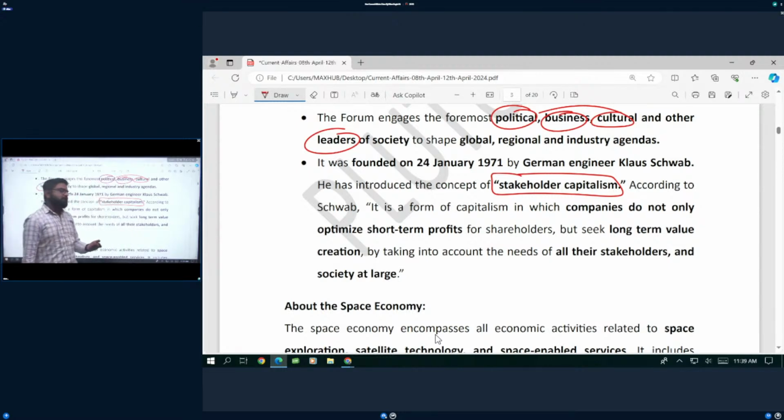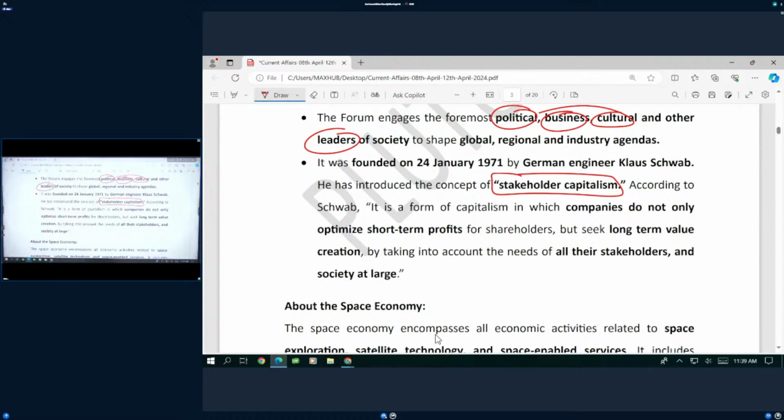देखिए, the general understanding of capitalism is shaped by the criticism of socialists. Socialists criticize capitalism as a system that divides society into two classes: the capitalist class, that is the haves, and the working class, that is the have-nots. So he gave a new term known as stakeholder capitalism.